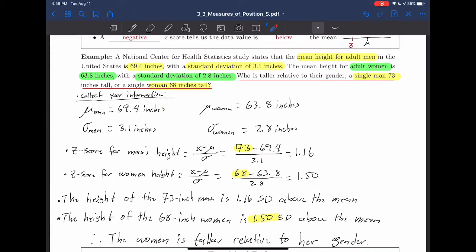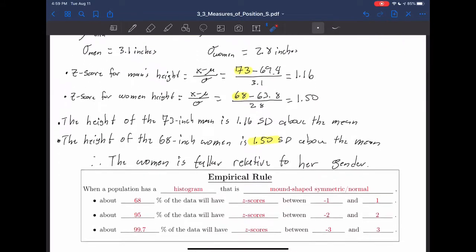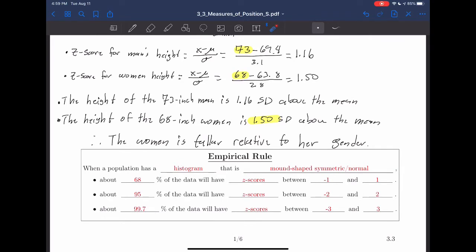Also, the idea of z-score goes back to the empirical rule. If your population had a histogram that was symmetric, or another word for symmetric is normal, then a couple of things apply. We know that 68% of our data will have a z-score between -1 and 1. 95% of our data will have a z-score between -2 and 2. And 99.7%, or almost all of our data values, will have a z-score between -3 and 3.